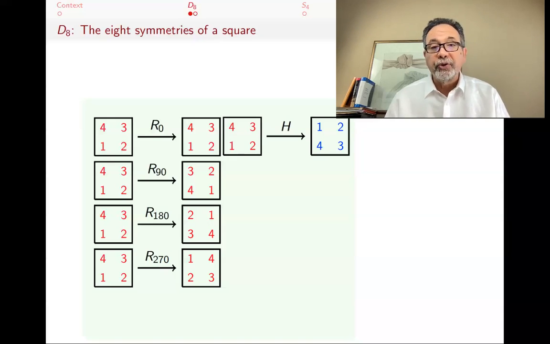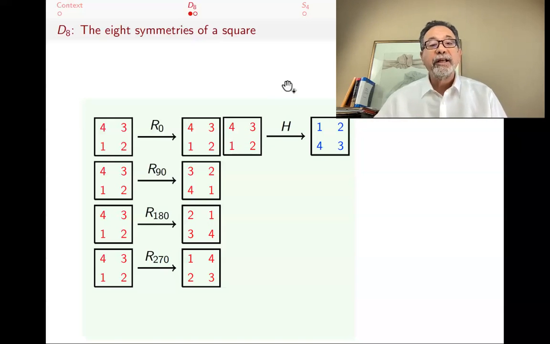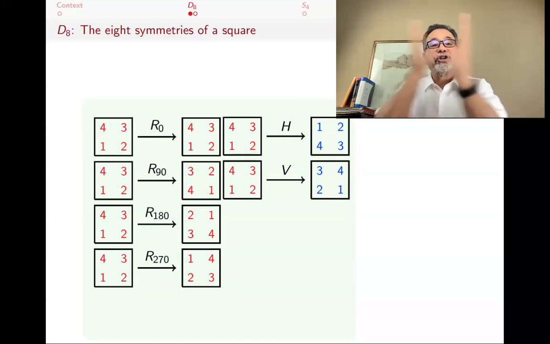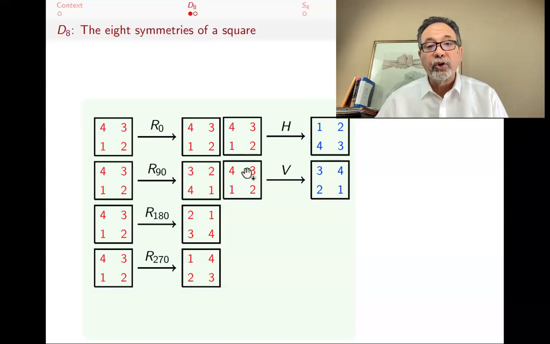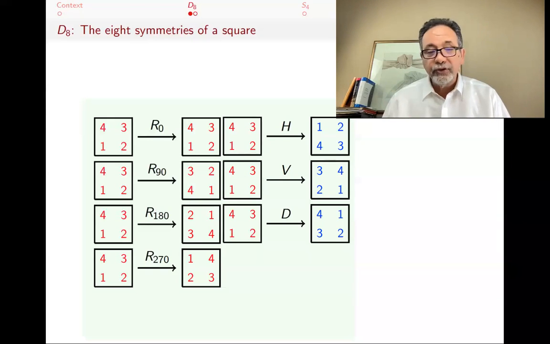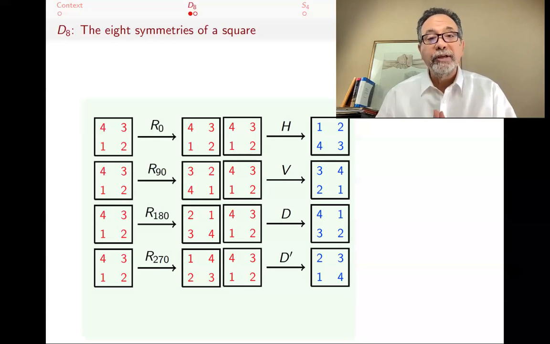We also can do other things. We can flip the square about an axis, a horizontal axis, going right down the middle. A reflection about that horizontal axis is also a symmetry, as is a vertical reflection, a reflection about an axis that's vertical and goes down the middle of the square. D is the reflection about the main diagonal, the matrix diagonal of the square, and D prime is the other reflection. These are the only symmetries of a square. A square has 8 symmetries.